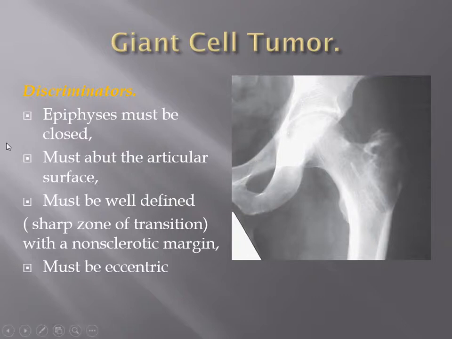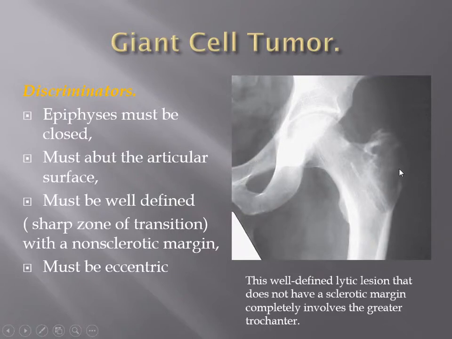So the discriminator for this lesion is that the epiphysis must be closed, and it must be at the articular surface, including the apophysis, as seen in the greater trochanter. It should be well defined with a sharp narrow zone of transition. Sharp means we can draw it with a fine pencil, and it must be eccentric in location. A giant cell tumor must abut the articular surface. It must reach the articular surface of the bone.